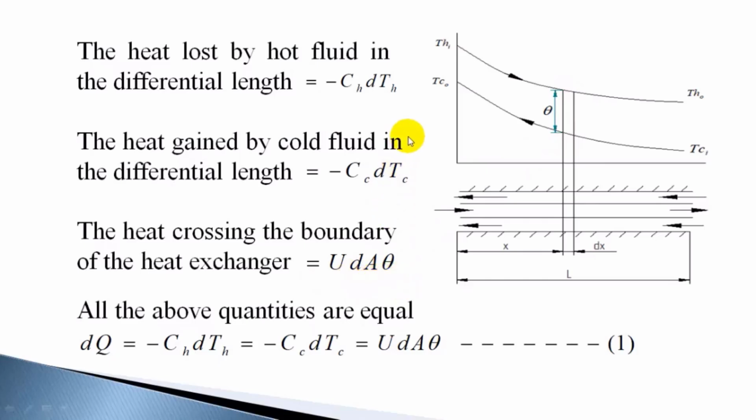Now all these three quantities are equal, and we can equate them. This is the differential heat transfer in the differential length: dq is equal to minus Ch dTh, which is the heat lost by hot fluid in the differential length, is equal to minus Cc dTc, which is the heat gained by cold fluid in the differential length, and is also equal to the heat crossing the wall of the heat exchanger. Again, it is in the differential length of the tube.